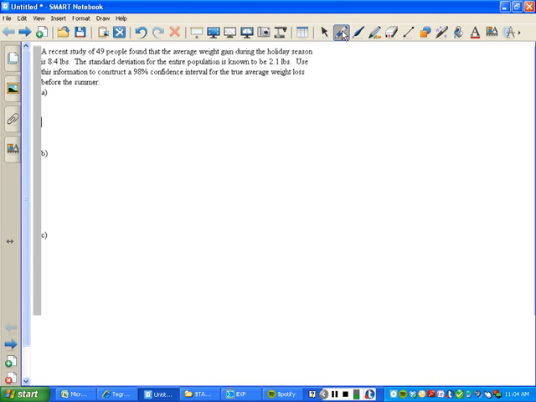So what does that mean? It's going to look something like this. We got to draw a picture. This area here is 0.98 in the middle.